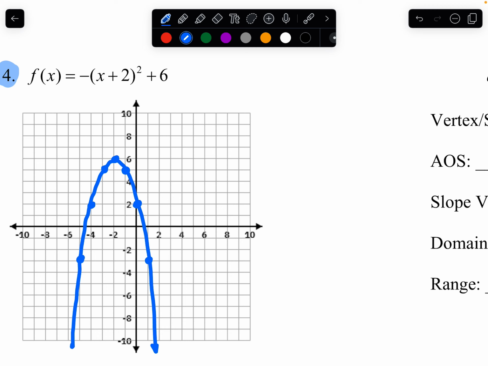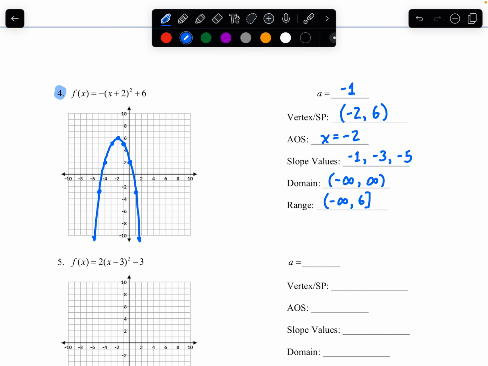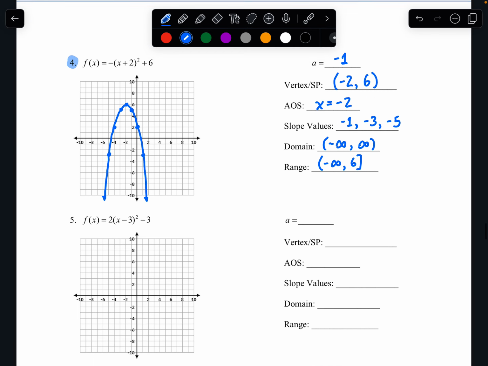And there we go. So you could, again, ask yourself on the range, what is the bottom? The bottom is negative infinity. It's going down forever. And then it goes up to 6. That is the y-coordinate of the vertex. Okay, so that's how we're graphing those quadratic functions.